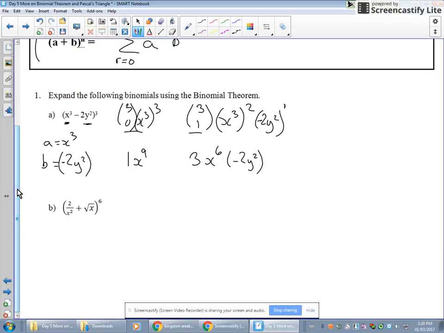Same thing happens here. In this case, our a is equal to 2 over x squared. We can also write that as 2x to the minus 2. And our b is equal to the square root of x, which we can also write as x to the 1/2. That might be easier in solving the problems.